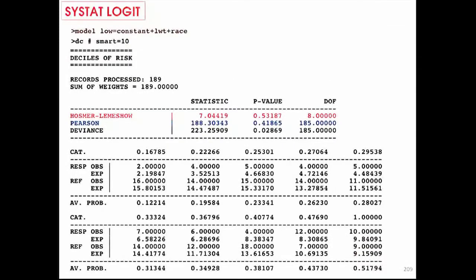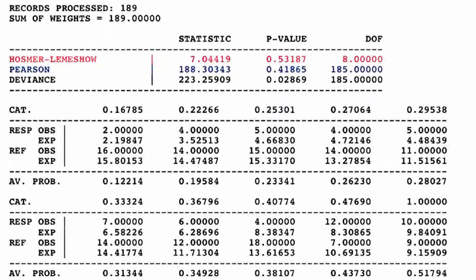Okay, welcome back. So we can see, again, in the Stata output, it shows us our statistic. The value of the sum of the observed minus expected squared over expected is 7.044. Comparing that to the chi-square distribution with 8 degrees of freedom gives a p-value of 0.53. Big p-value, no evidence of lack of fit of the model. So based on this, you would say there's reasonable calibration.